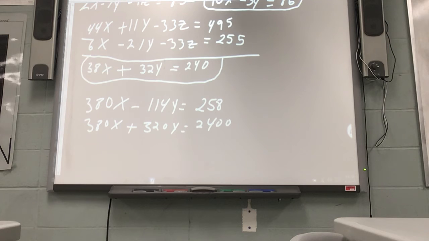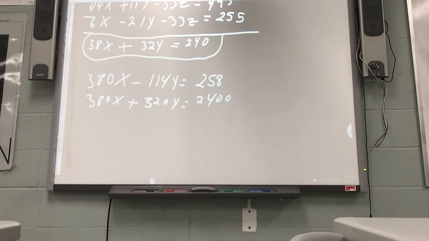Alright, so now my 380x's are the same signs. So I'm going to subtract 380x minus 380x, that's nothing, he's gone. Negative 114y minus 320y is negative 434y. 258 minus 2400 is negative what? Negative 2,142.